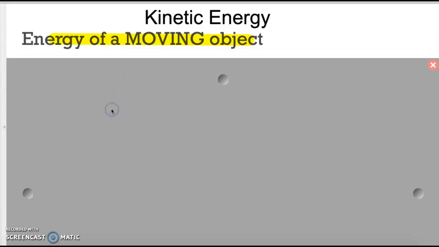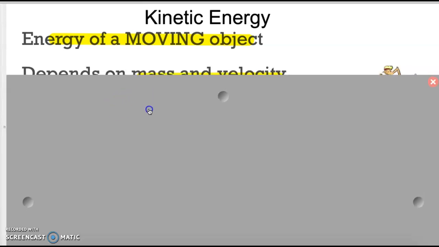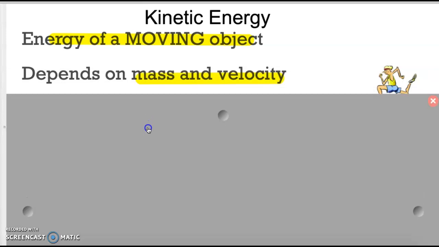When you think of kinetic energy, I want you to think of the object is moving. It's the energy of a moving object, an object in motion. It depends on the mass of that object, and it also depends on the velocity of that object. Remember, velocity is just speed in a given direction. So how fast is that object in motion?